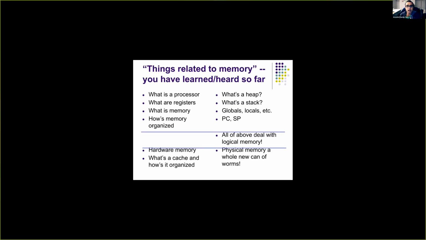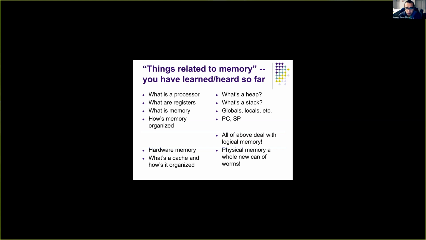So the things we have learned so far are all related to the logical memory of a process. This is also called the virtual memory of a process. For instance, all the things that we have seen related to memory, stack, global variables, heap memory, everything, right? These are all related to the logical memory of a process.